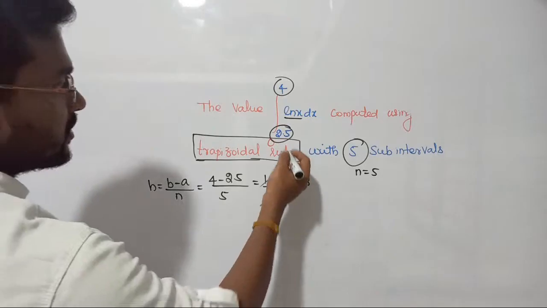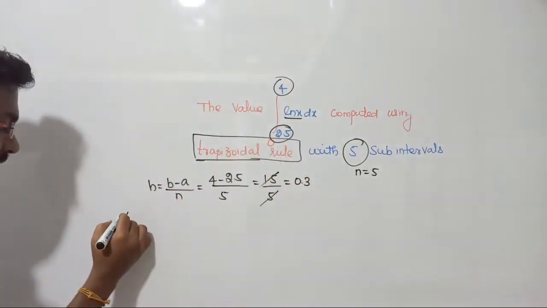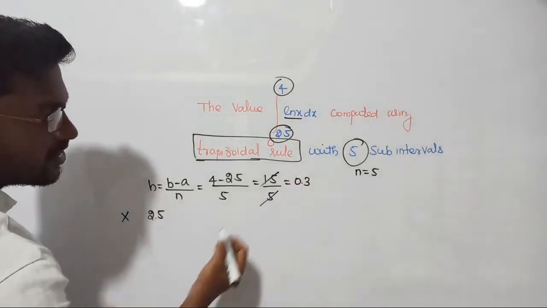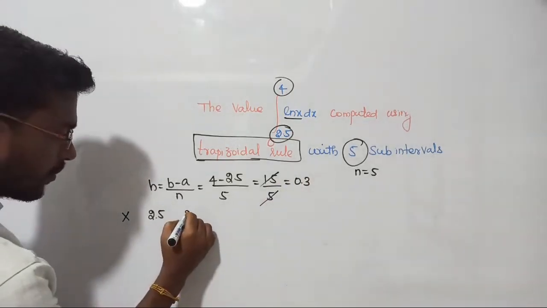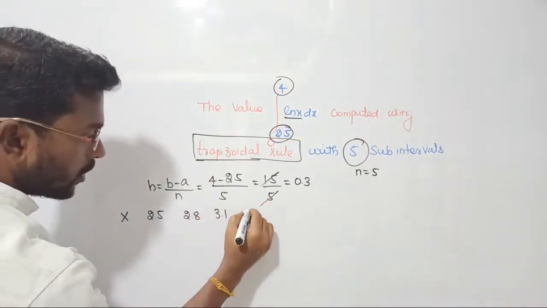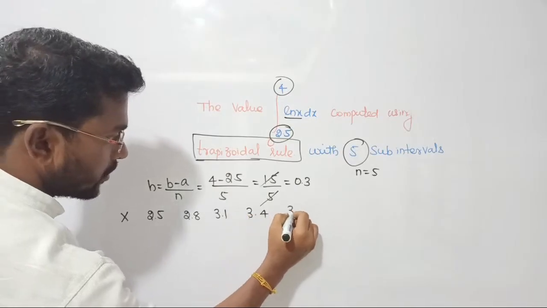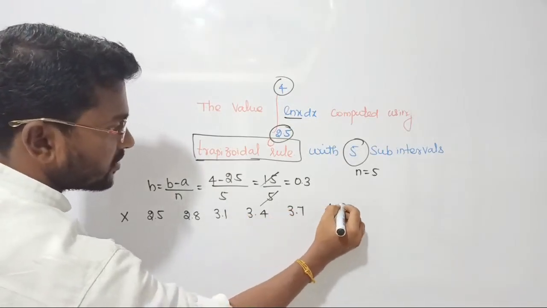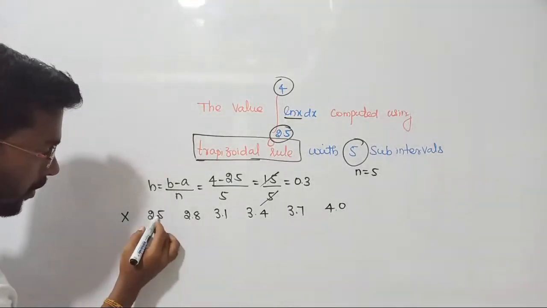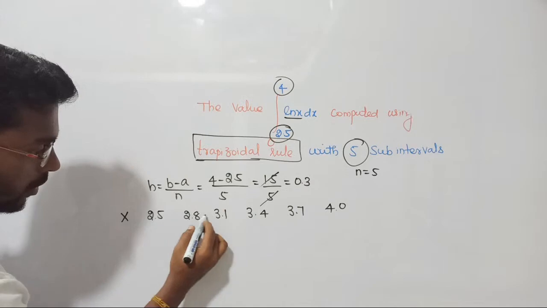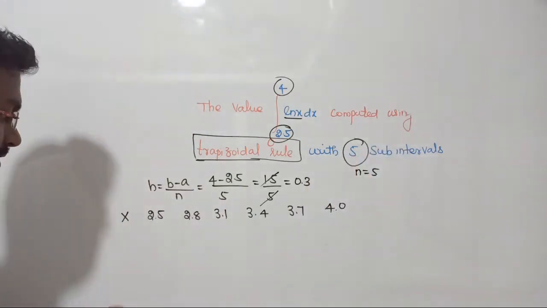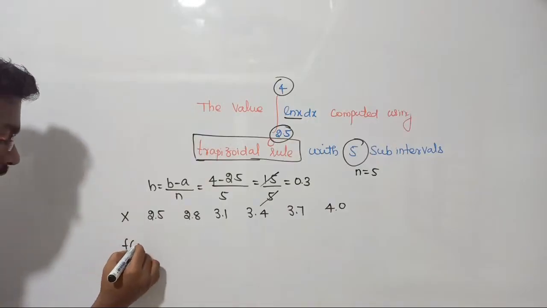Once you find the step size, let's take the initial value. Where should you start for x? You should start at 2.5. Next, with the step size 0.3, the next value will become 2.8. Next value is 3.1, next 3.4, next 3.7, next 4.0. Do we get the answer? Yes, one gap in the first subinterval, then 2, 3, 4, 5, totally 5 subintervals we got.